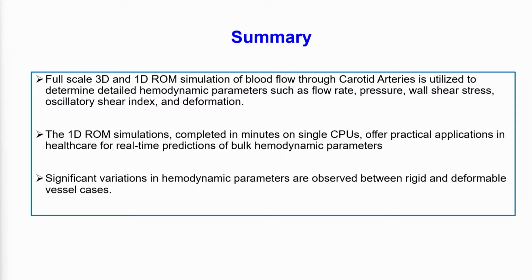So, to summarize this session, the full-scale 3D and 1D reduced order modeling simulation of blood flow through carotid arteries is utilized to find out flow rate, pressure, wall shear stress, oscillatory shear index, etc. And 1D reduced order simulations could be completed in even minutes on a single CPU. They could be practically very useful for healthcare, for real-time prediction of what is going on for a particular patient, and you do indeed have significant variations between rigid and deformable vessels. So, this gives at least the justification for doing a fluid structure interaction analysis.